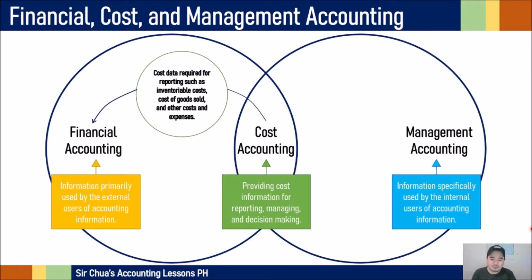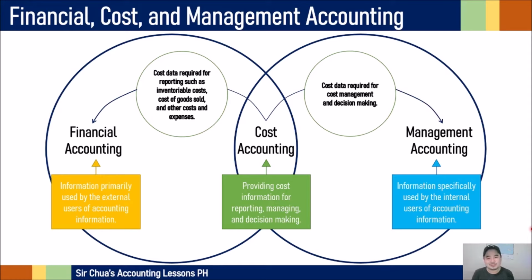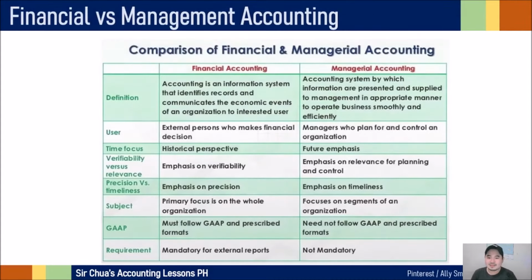Di ba? However, we also use cost accounting in a management accounting perspective because we provide cost data required for cost management and decision making. So cost accounting also provides those information to management accounting. That is why cost accounting becomes the overlap between financial accounting and management accounting. Okay, so I hope that you understand why cost accounting is being regarded as the overlap between financial accounting and management accounting.